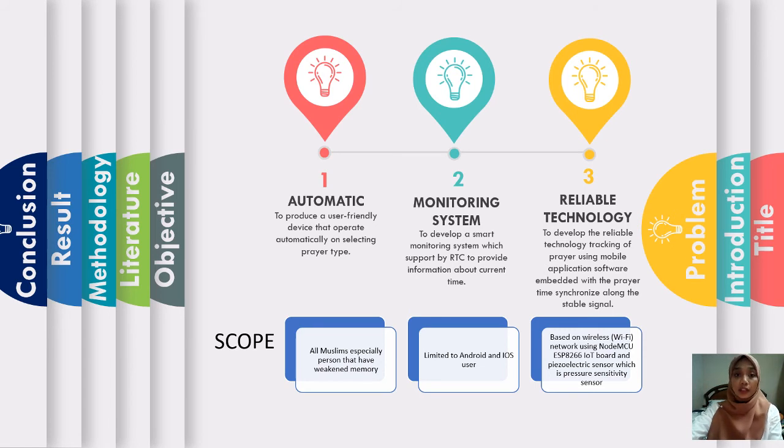The last one is to develop a reliable technology for tracking prayer using mobile application software, which is the Blynk application, along with a stable signal. The limitations of this project are that it is for all Muslims, especially persons that have memory weakness, the elderly and also children. The RTC module is used based on the Arduino Uno microcontroller and the Blynk application, which involves the Android and iOS platforms. And the last one is based on the Wi-Fi network using the MCU ESP8266 IoT board and a piezoelectric sensor.